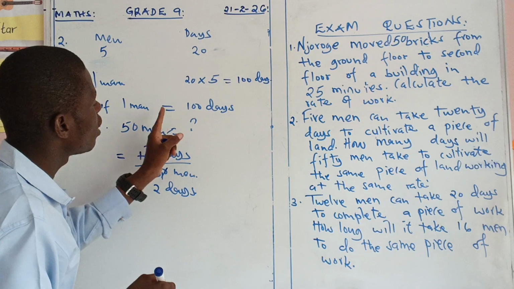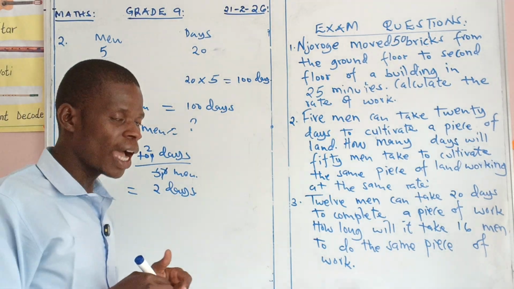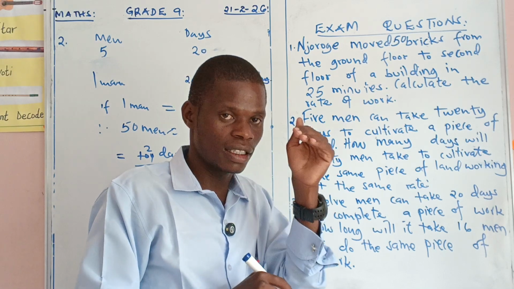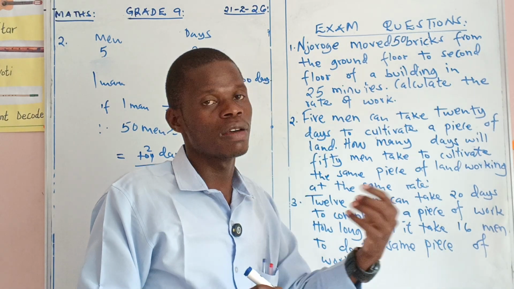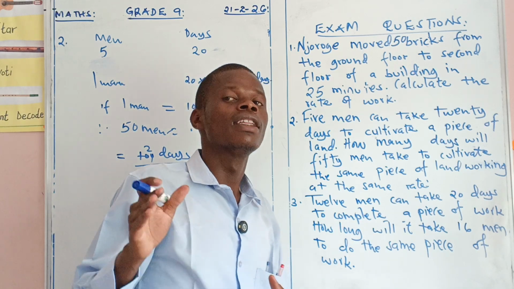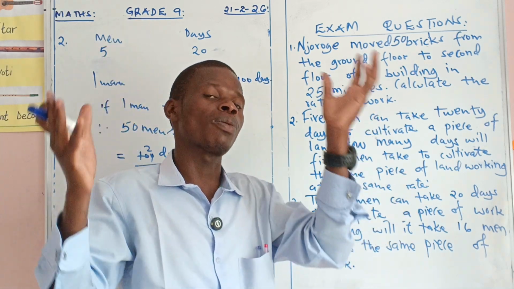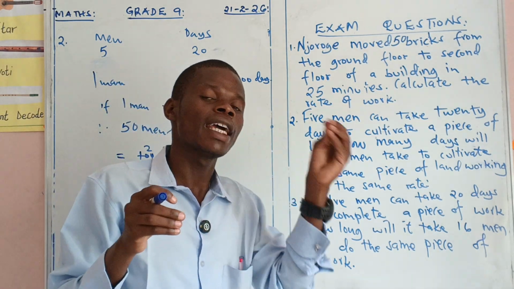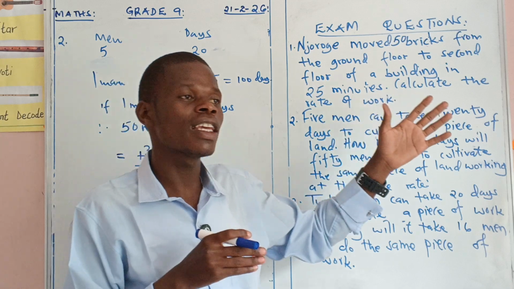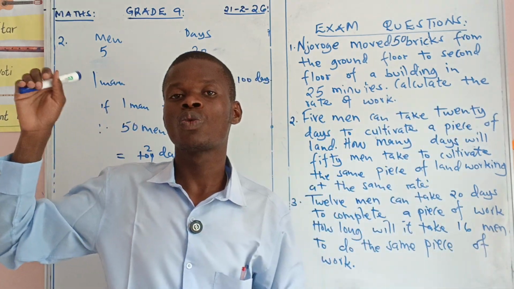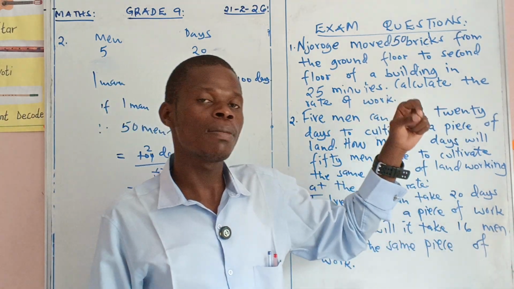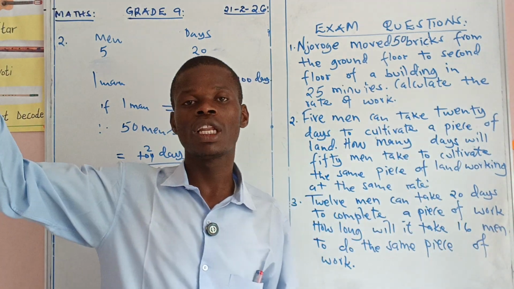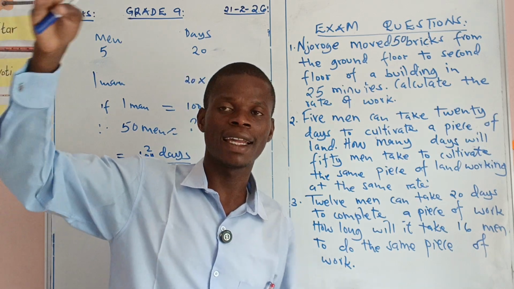So here, when you reach here, ask yourself, 50 men, will it take less than 100 or more than 100? The more the number of men, the fewer the days. So that is now inverse proportion. You need to reason, is it inverse proportion or direct proportion? Inverse means if you increase one quantity, another quantity decreases. If you increase the number of men, the days will have to decrease. But if you reduce the number of men, the days will increase. That is inverse or indirect.